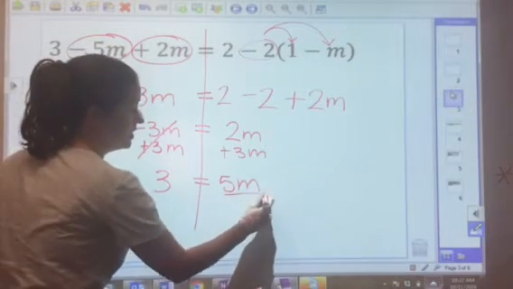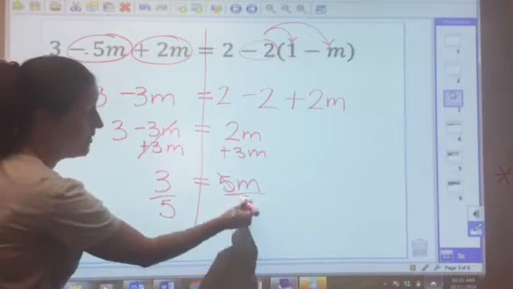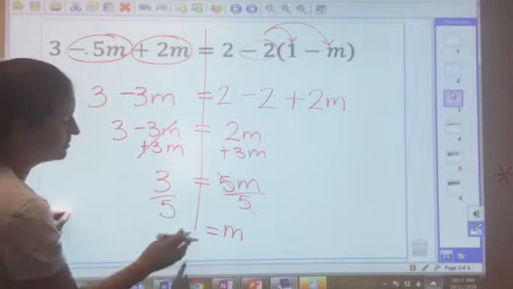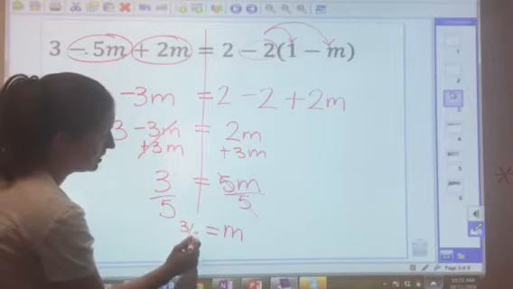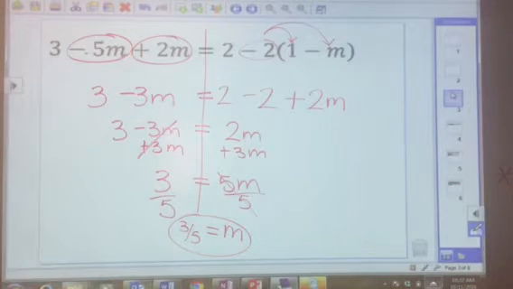The inverse of multiplication is division. Divide both sides by 5 so that I get m by itself. And 3 is not divisible by 5, so I'm just going to leave it in fraction form, 3/5. So m is equal to 3/5.